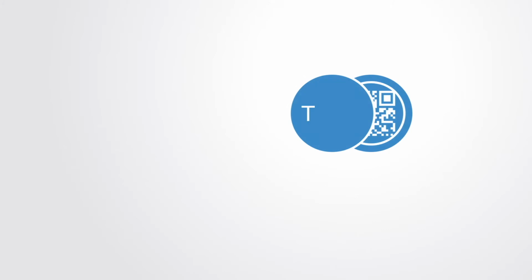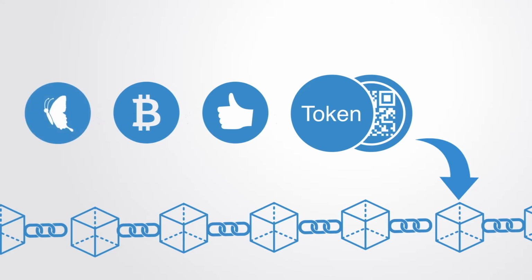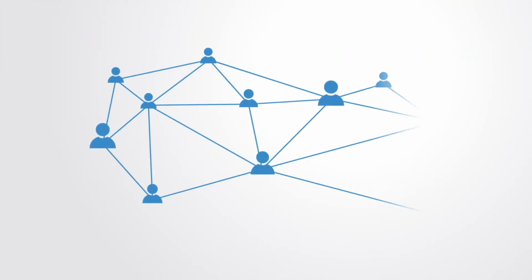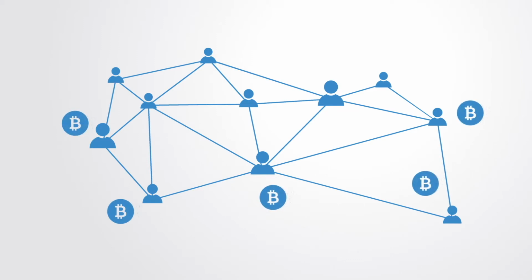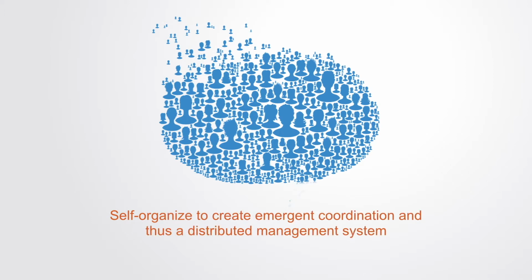A token is a quantified unit of value that is recorded on the blockchain. This value may be of any kind. It may be likes on social media, it might be a currency, it might be the integrity of an ecosystem, or it might be an electrical unit. Token networks consist of a network of independent nodes that act autonomously, but through incentive structures and the signaling system of the market, self-organized to create emergent coordination, and thus a distributed management system.